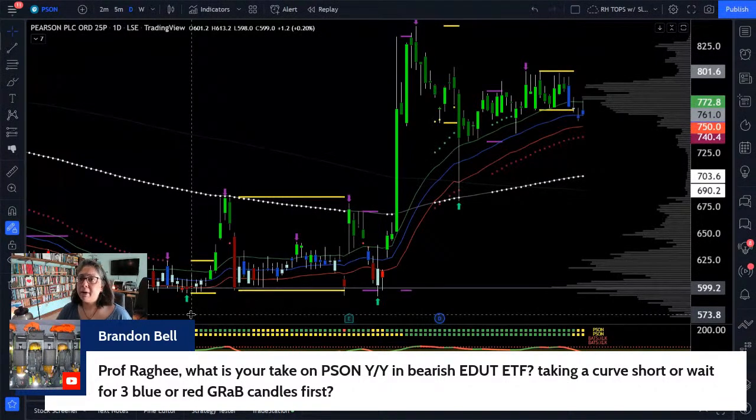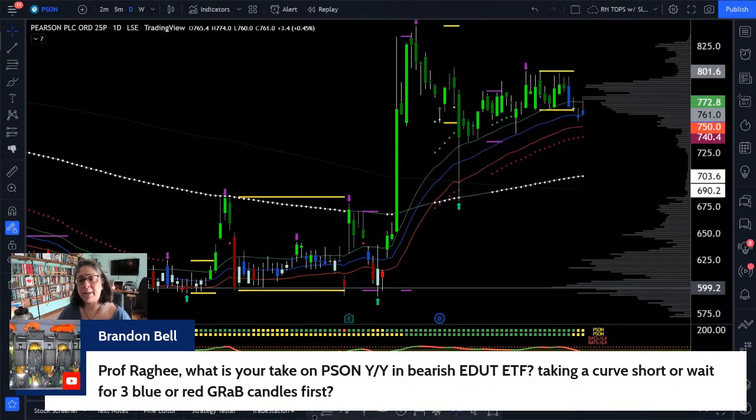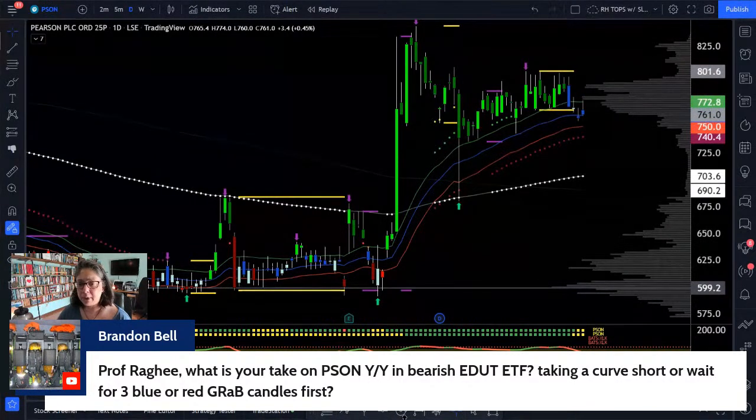Bearish EDUT ETF taking a curve. Short? No, or wait for three blue. This is actually buy the dip. Now you might say, Rog, it just went to yellow. Only two sessions, three sessions. This is probably still in that buy the dip. And the reason I say that is, look, this is where I like to go back in time and be really straight up with you all.